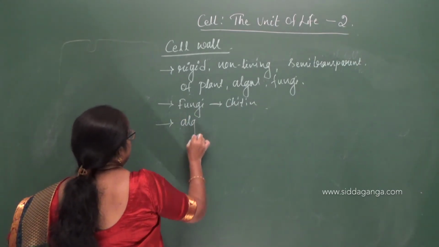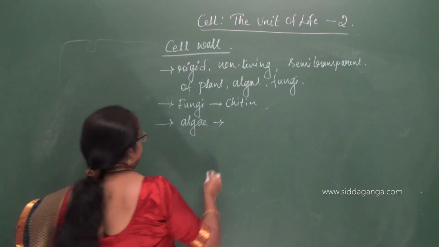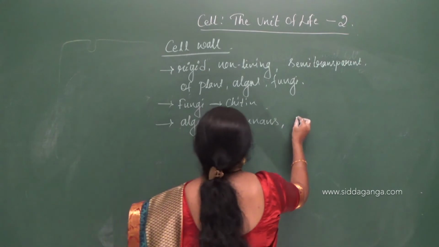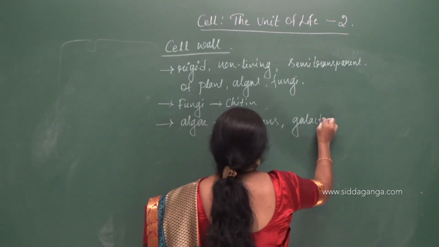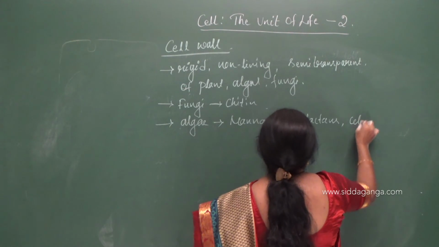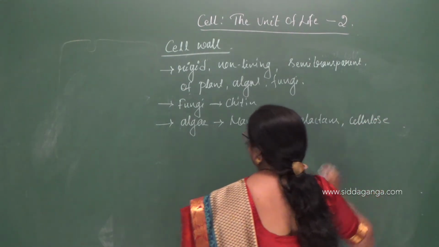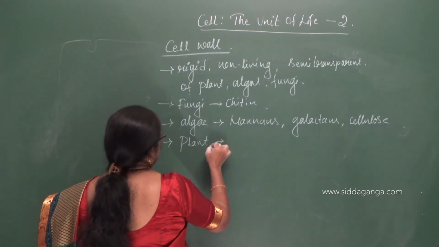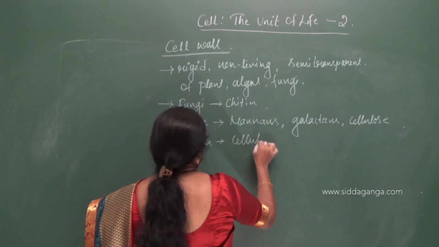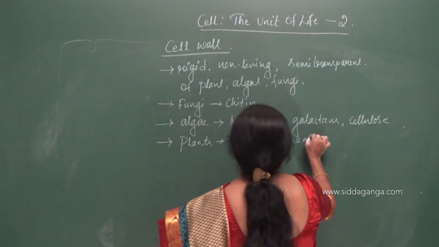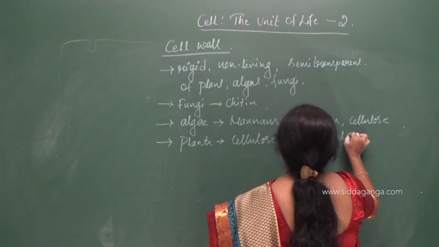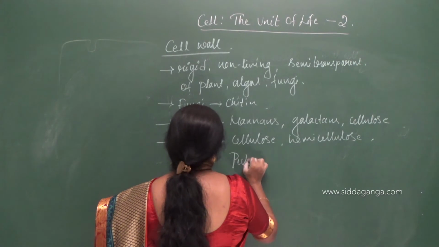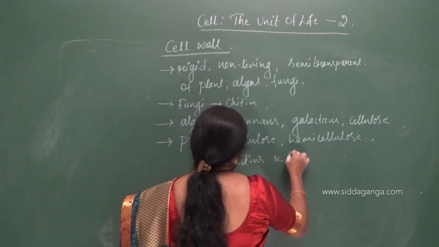In algae they are made up of mannans, galactans and also cellulose, whereas in case of plants they are made up of cellulose, hemicellulose, pectins and also proteins.